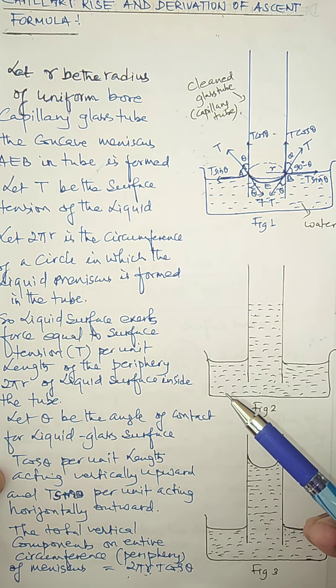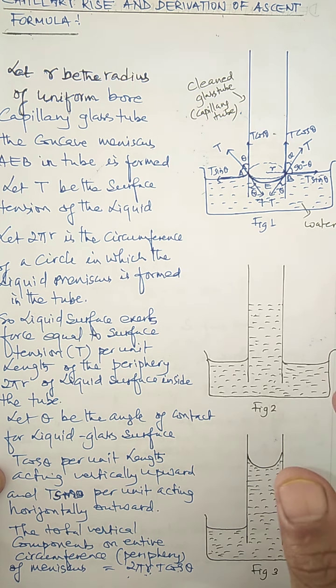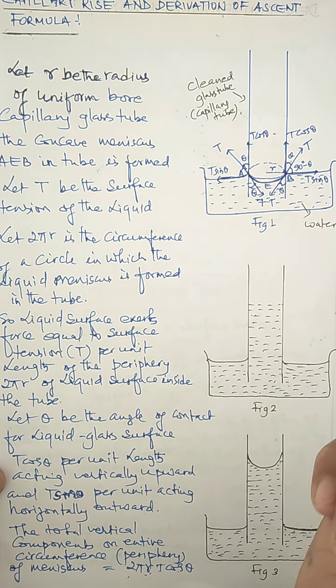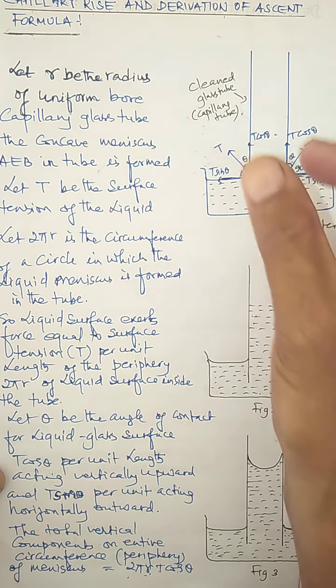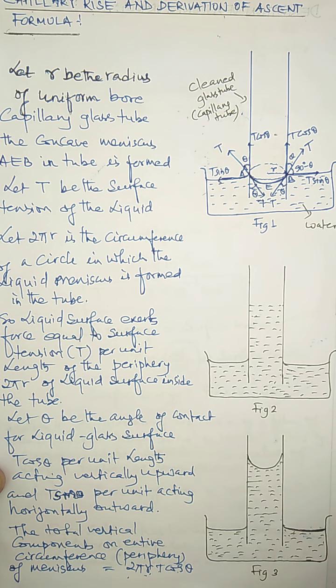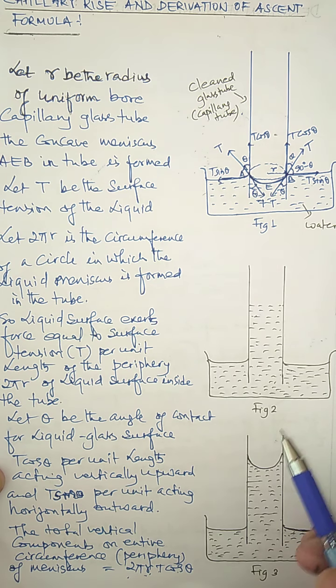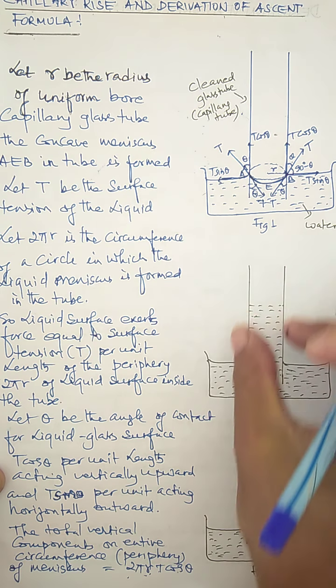Now, the capillary rise is actually due to the forces which exert vertically upward on every unit length of the periphery of the meniscus, which is formed inside the tube when that tube is dipped in a liquid. In order to derive the Ascent formula, let me take the same glass capillary tube.